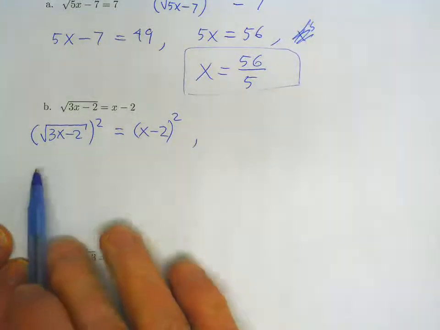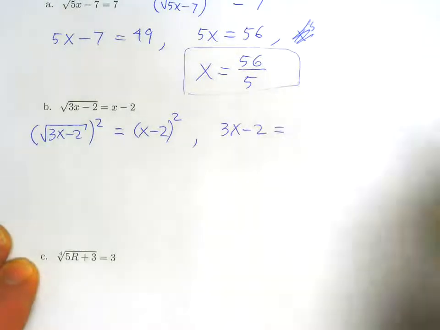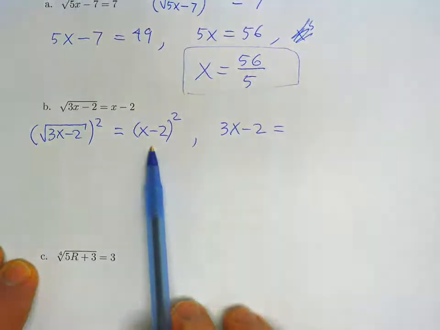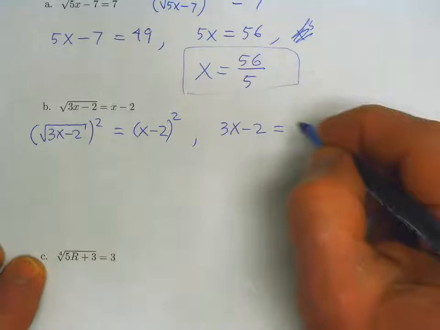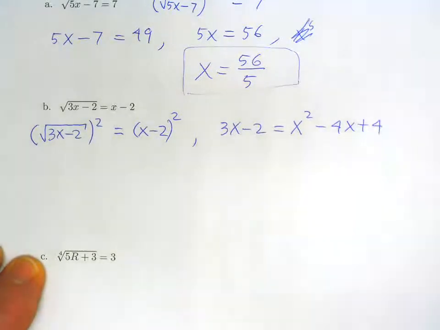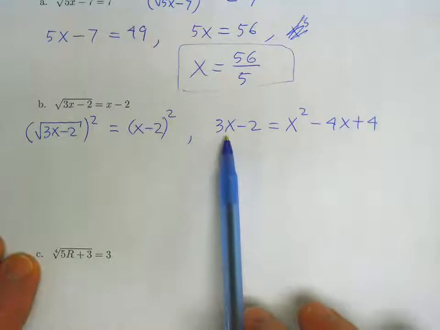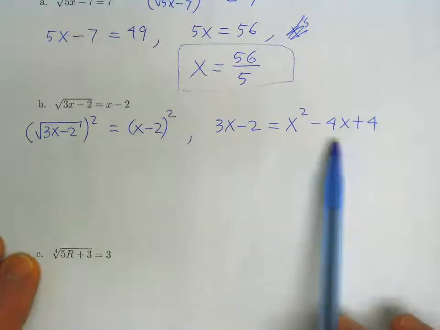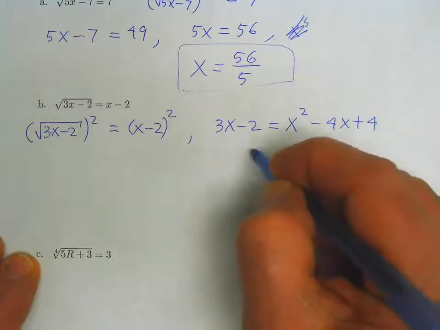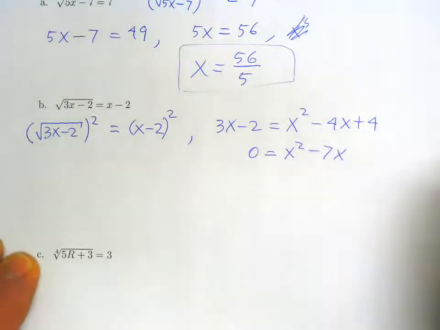When we square the square root of 3x minus 2, we just get 3x minus 2. And when we square the binomial x minus 2, we get x squared minus 4x plus 4. Then we just have a quadratic equation, so we'll get it into standard form. We'll subtract 3x from both sides and add 2. So we get 0 equals x squared minus 7x plus 6.